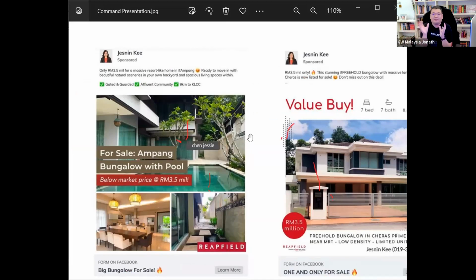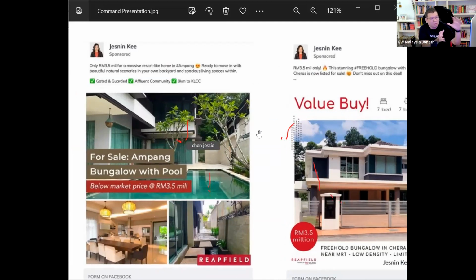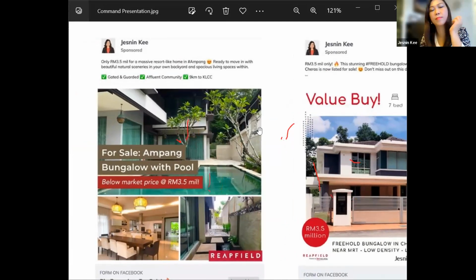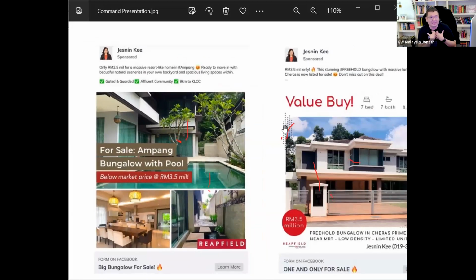But the perspective is really about creating that opportunity to showcase the feature of the house that matters to me, that will speak to my personal desire. I think that's very important.